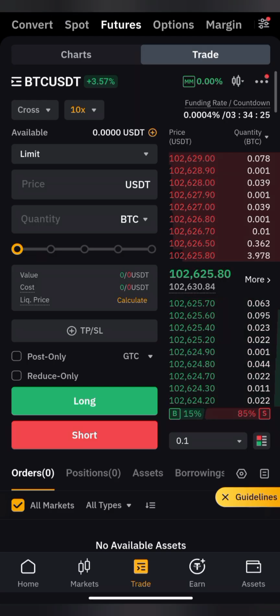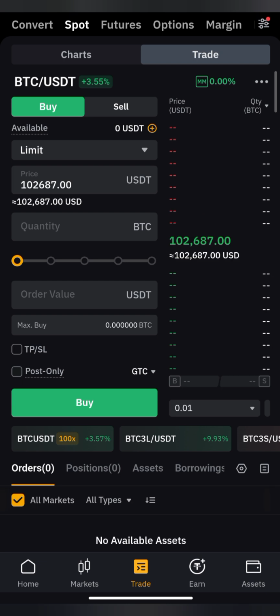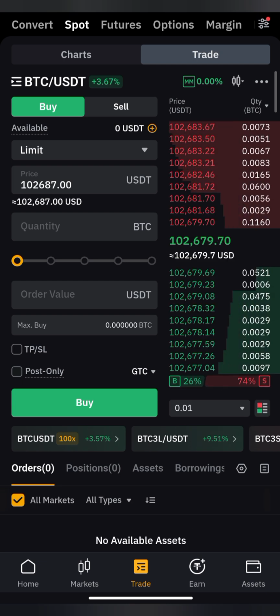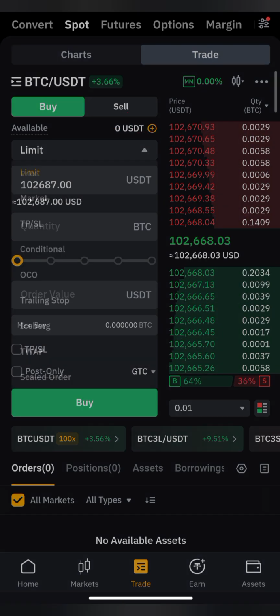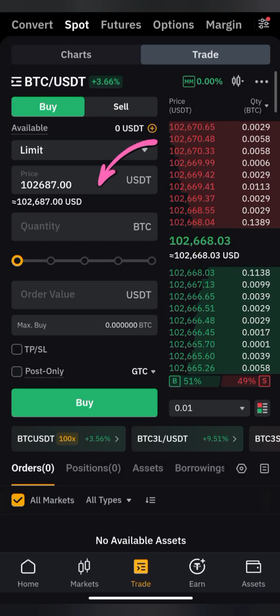Another way to spot trade is by selecting the spot option at the top part of the screen. Here you can either buy or sell at a fixed price or at the current market price. Limit option lets you set the price you want to buy and sell and not the current market price. You manually input the price you want to buy at and the quantity you want below it.